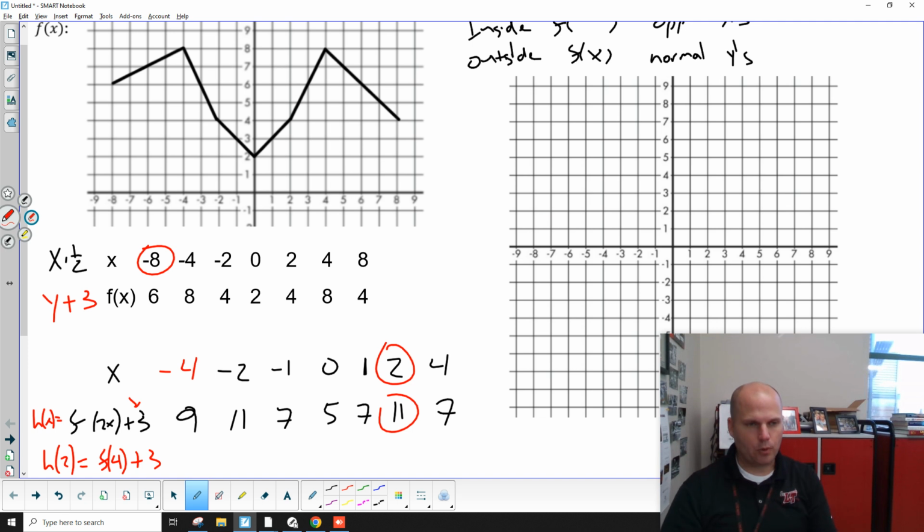So now we can plot our points, and you're going to do this on your homework. -4, 9. -2, 11. -1, 7. 0, 5. 1, 7. 2, 11. 4, 7.